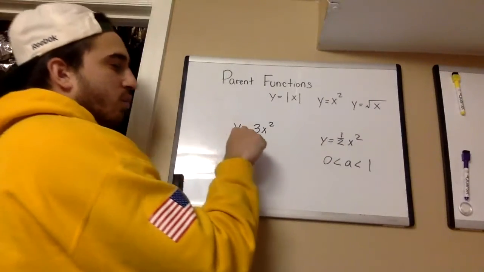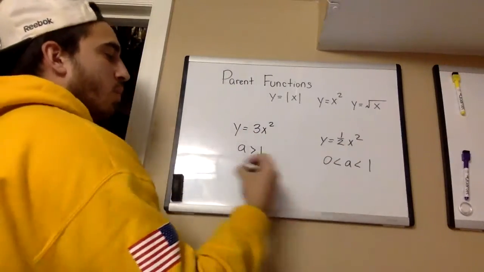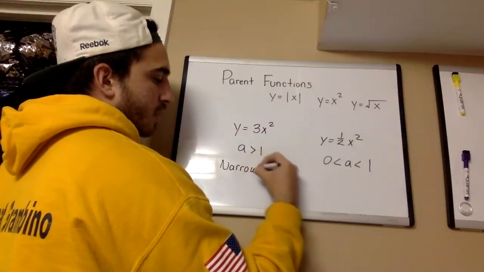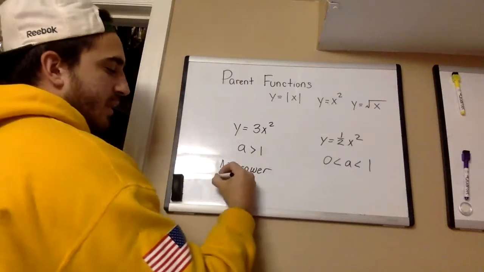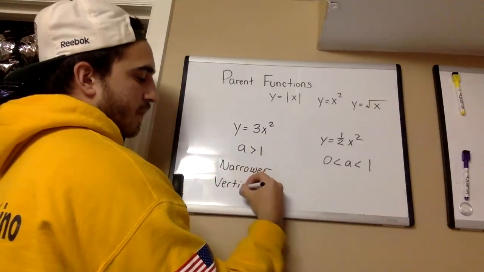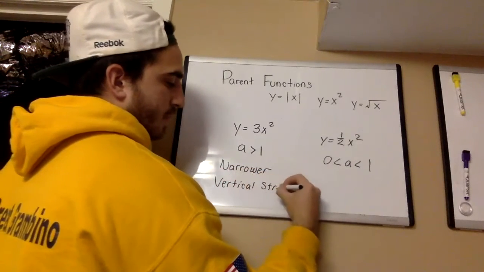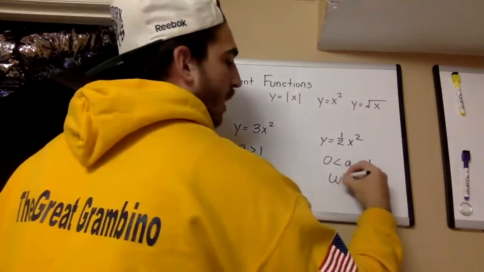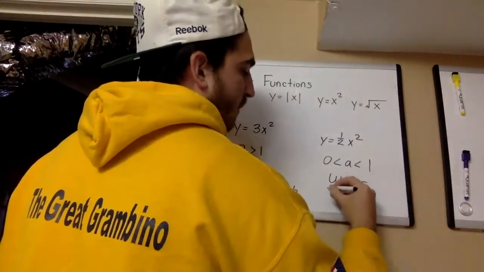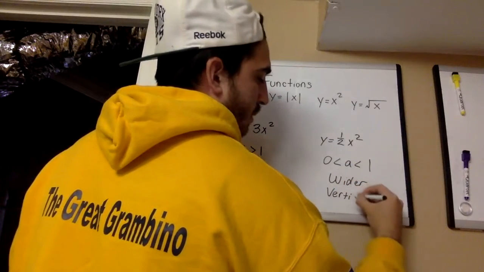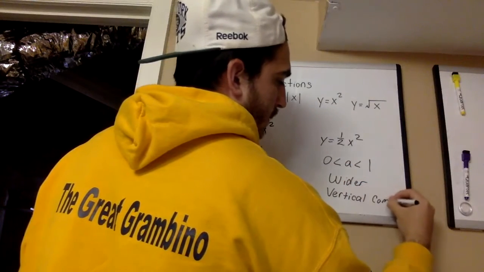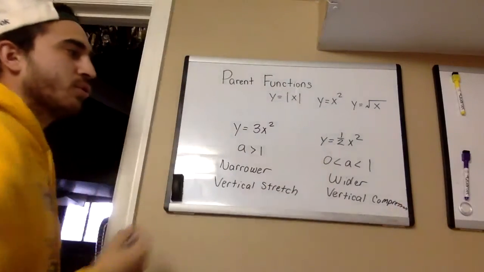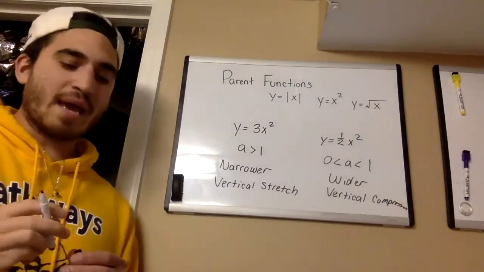So if it's greater than 1, we say that it is going to get narrower. The mathematical term for this is a vertical stretch. If our a value is in between 0 and 1, we say that it gets wider, or a vertical compression. So those are the two different cases that are going to affect your a value.